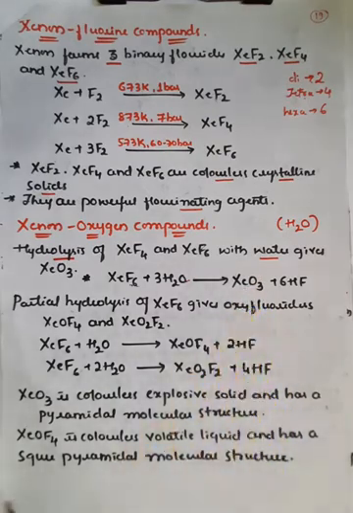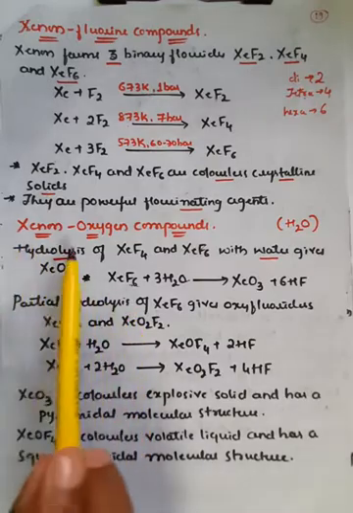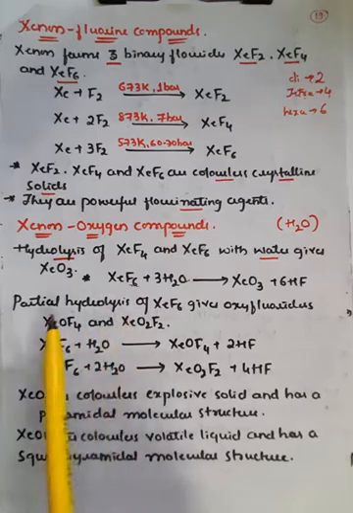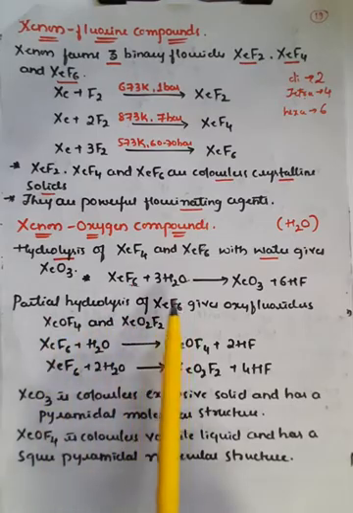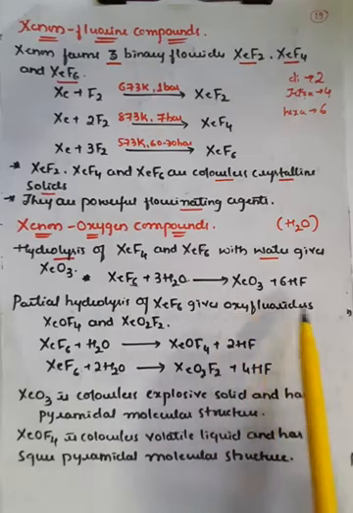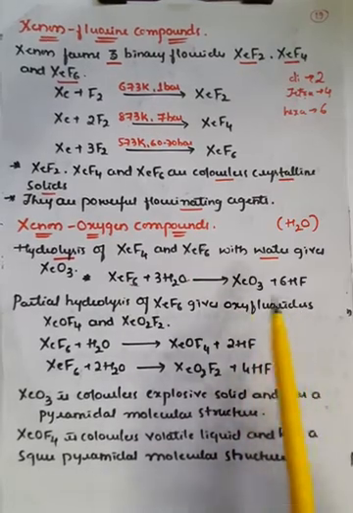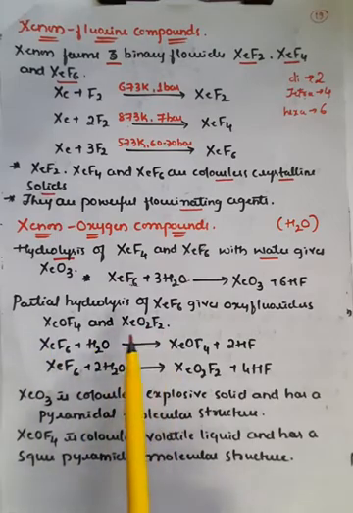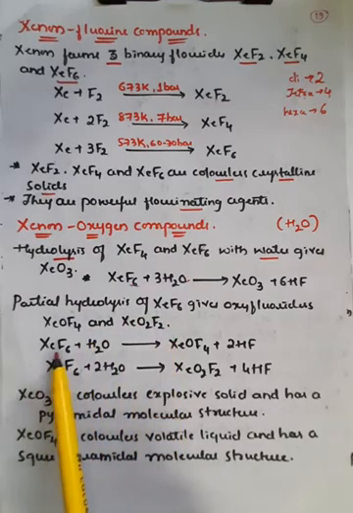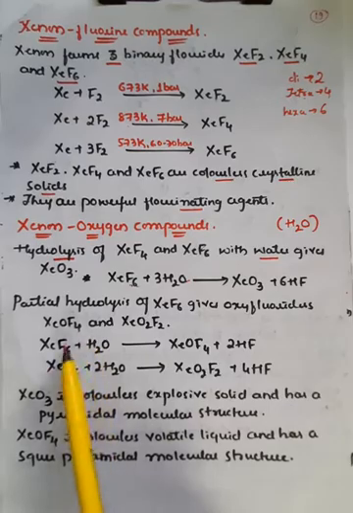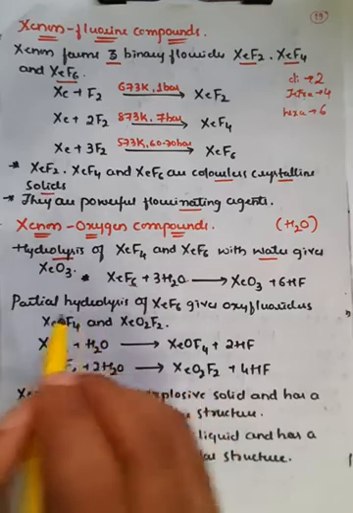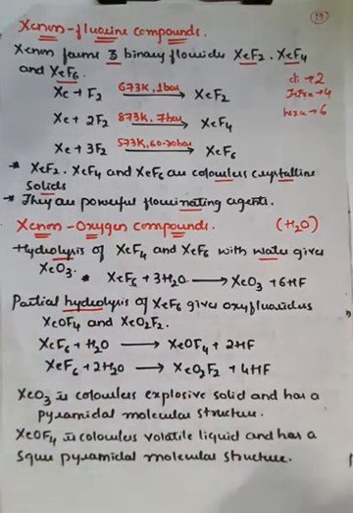Xenon trioxide, very simple. This is a complete hydrolysis. And if you go for the partial, which means incomplete, hydrolysis of xenon hexafluoride, it gives oxyfluorides, in the form of XeOF4 and XeO2F2. So if XeF6, xenon hexafluoride, reacts with water in a partial hydrolysis, it looks like the same process, but here it is partial hydrolysis. There is no complete hydrolysis.